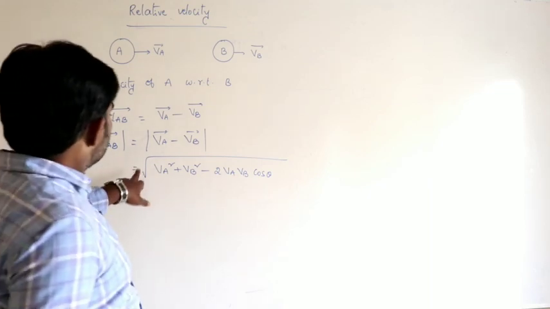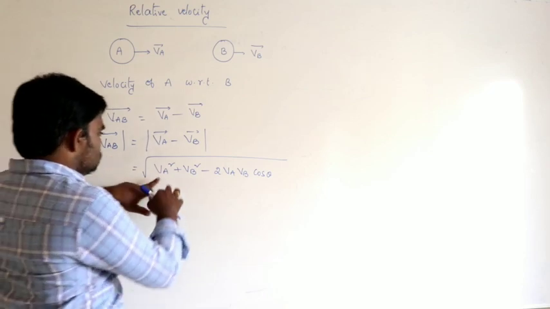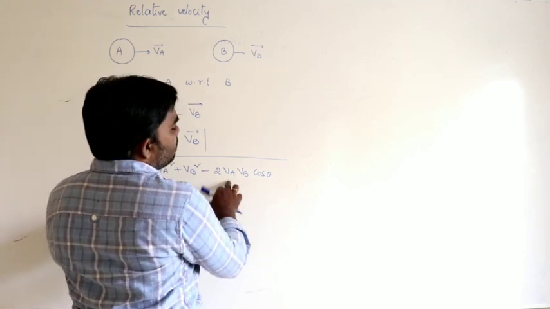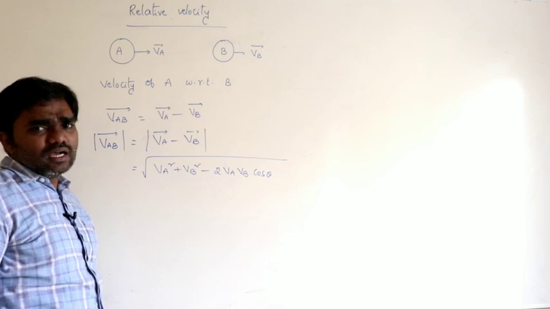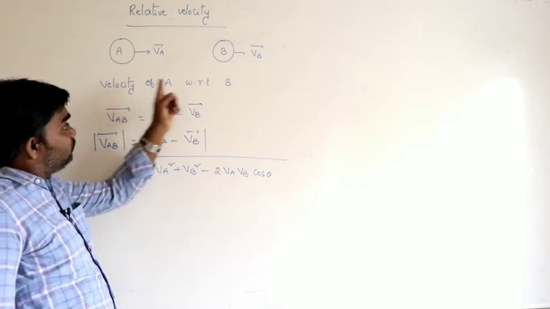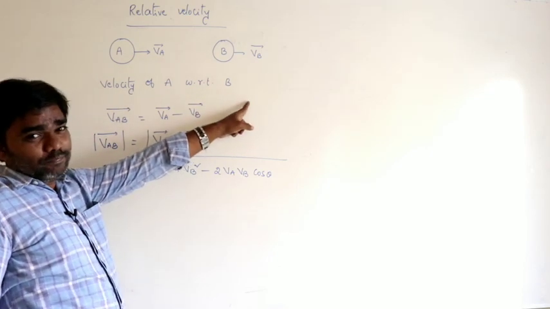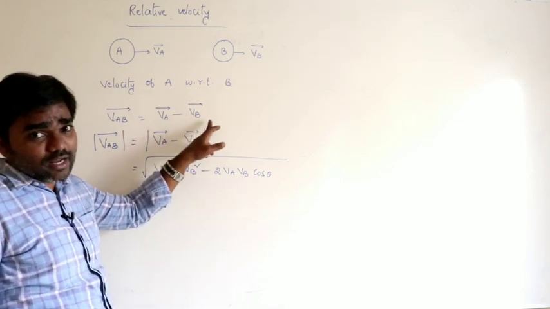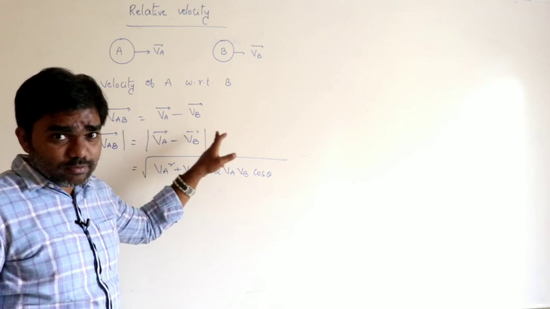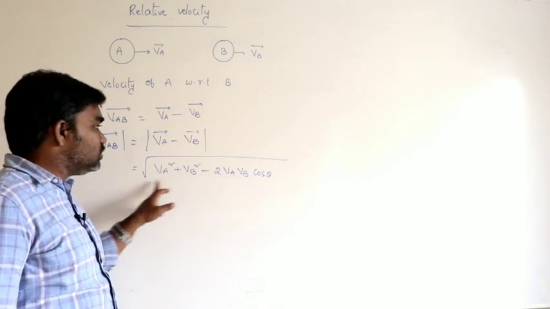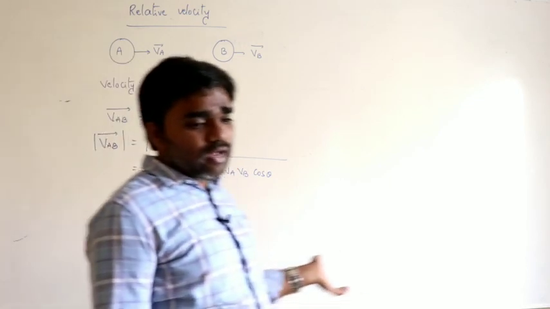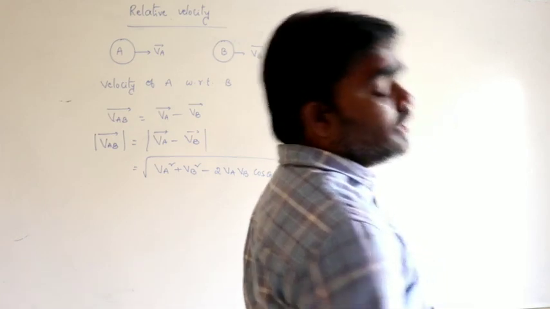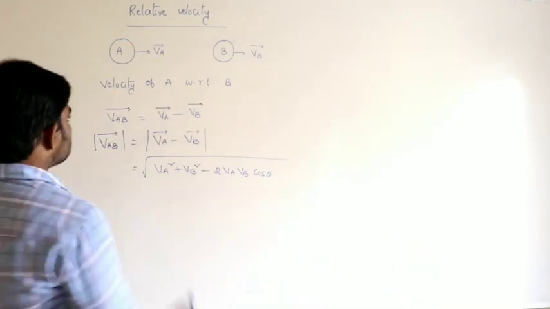Now, VAB is equal to under root VA square plus VB square minus 2VA VB cos theta. This is the velocity of A with respect to B, VA bar minus VB bar. This is the vector subtraction, not algebraic subtraction. So this magnitude can be written like this. How its value changes in different situations, let us discuss now.